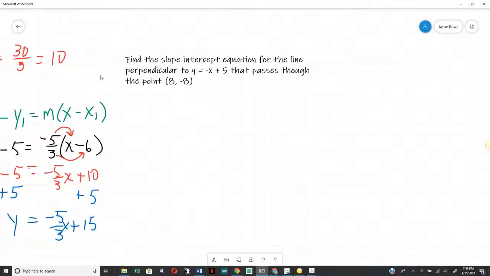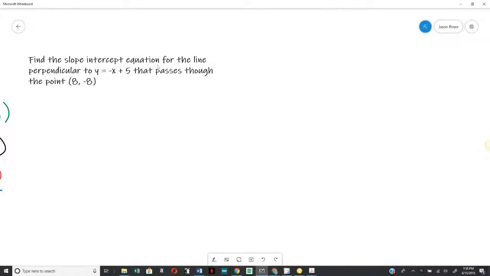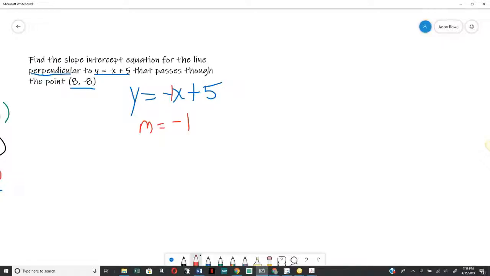And then our final example here says find the slope-intercept form equation again for the line perpendicular to y equals -x plus 5 that passes through the point (8, -8). Well, what's the slope of this line? There's no number there, but we can assume that there's a 1 there. So that means my slope is -1. Well, what's the reciprocal of -1? The opposite reciprocal slope of -1 is +1, because if you multiply those two together, you get -1.